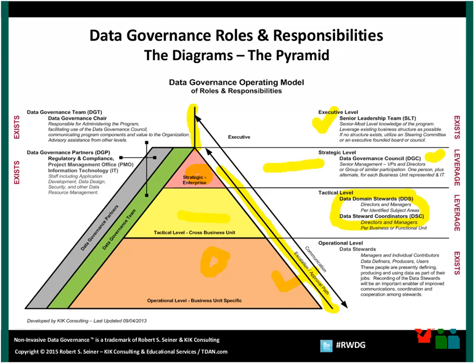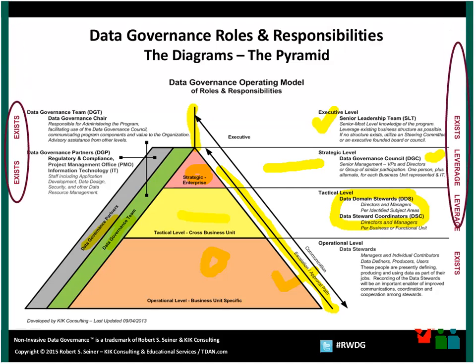And then on the right-hand side, again, we've got the data governance partners. We've got the data governance team that act in supportive roles. And I'm going to share with you some roles and responsibilities around what those specific roles do and what activities and roles they play within the organization.